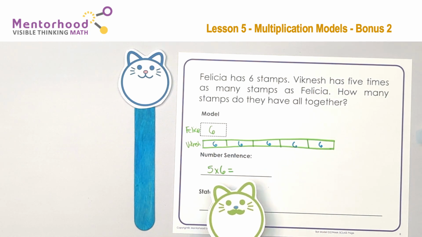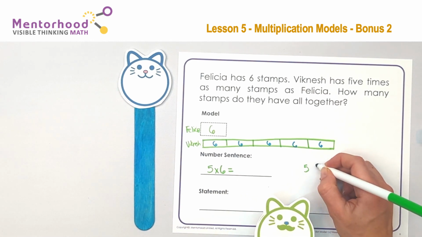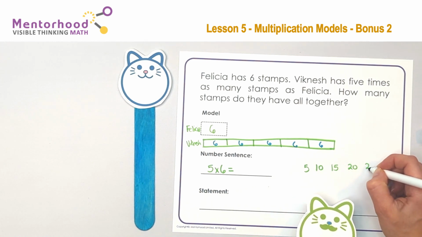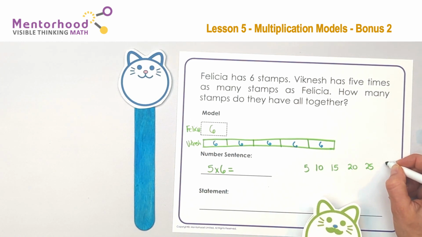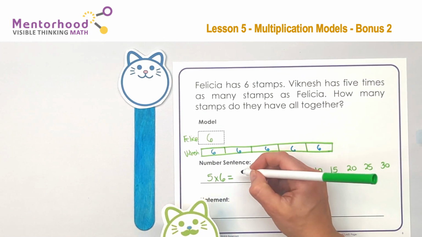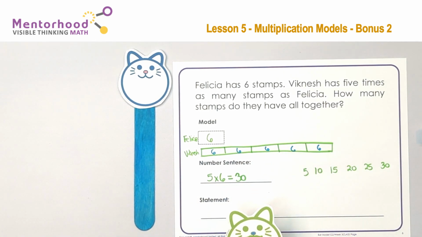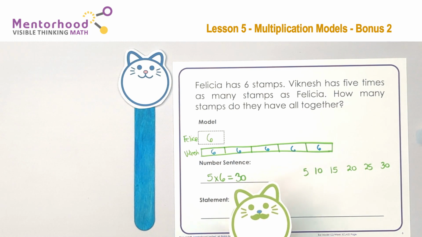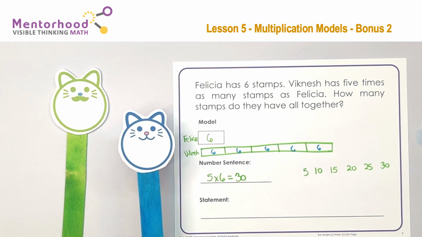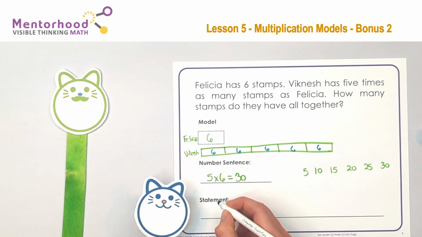Let's count by 5s 6 times. We've got 5, 10, 15, 20, 25, 30! That's right, that's our 6th one. So let's write that in our number sentence as our answer. 30. Okay, so Matthew, do you want to sum up what we learned? Sure, that was pretty fun. So we learned that Vignesh has 30 stamps. So let's write that into a sentence.